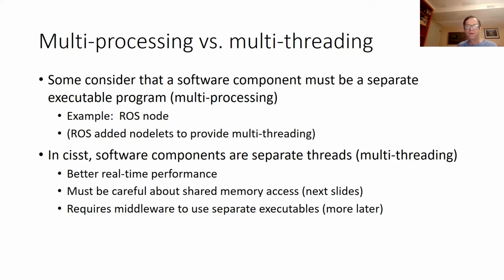But we do have to be careful if you're doing multi-threading. You certainly have to be careful about things such as shared memory access. And then if you do want to use different executables, you obviously need some sort of middleware, such as ROS or OpenIGTLink.